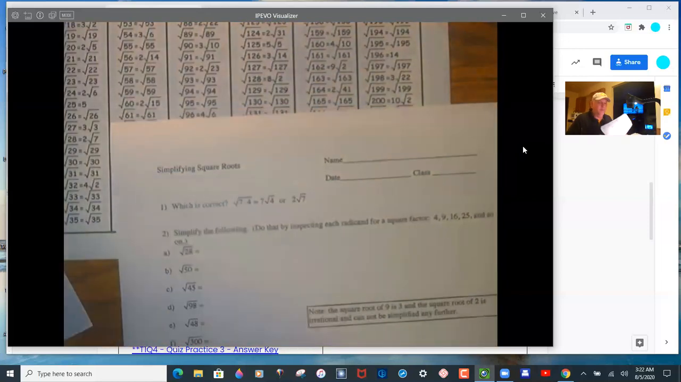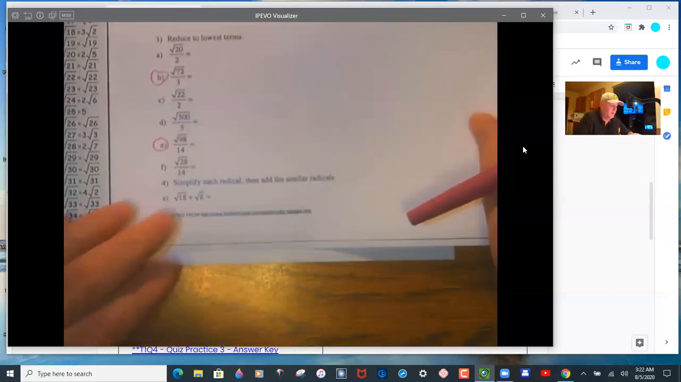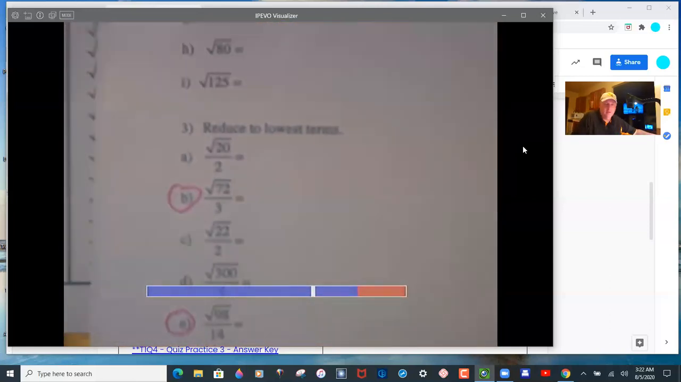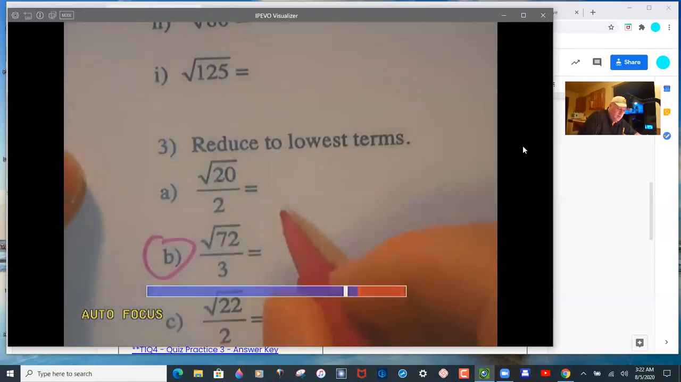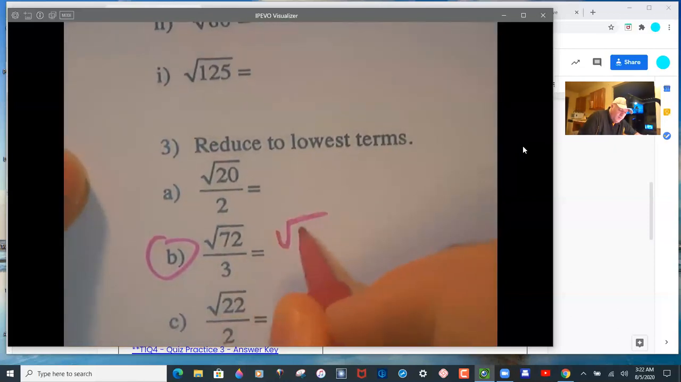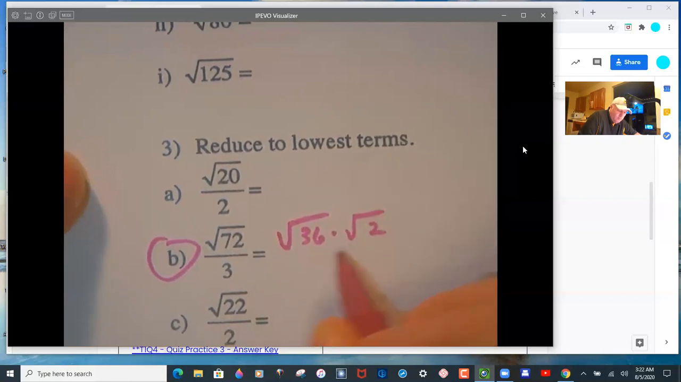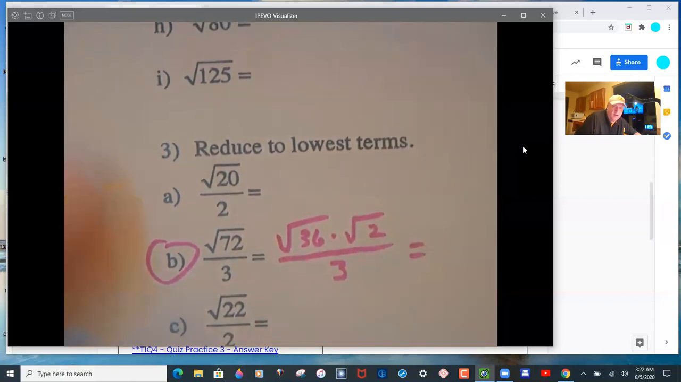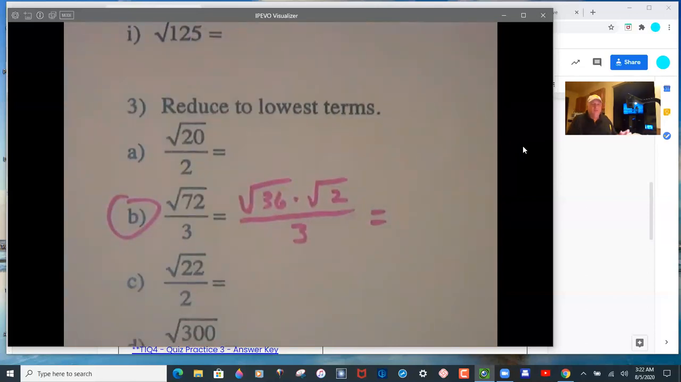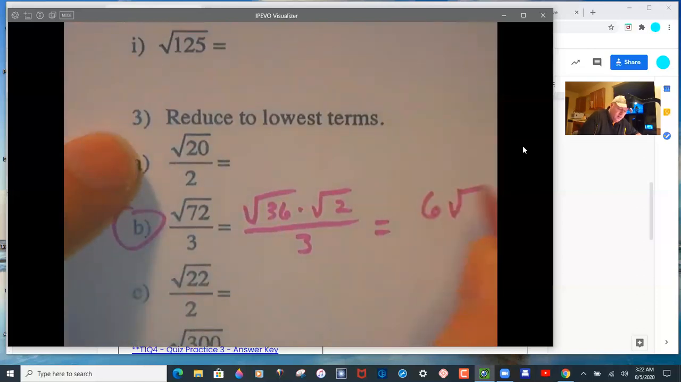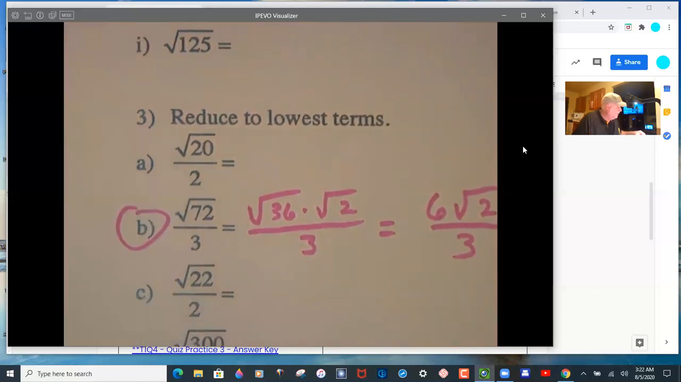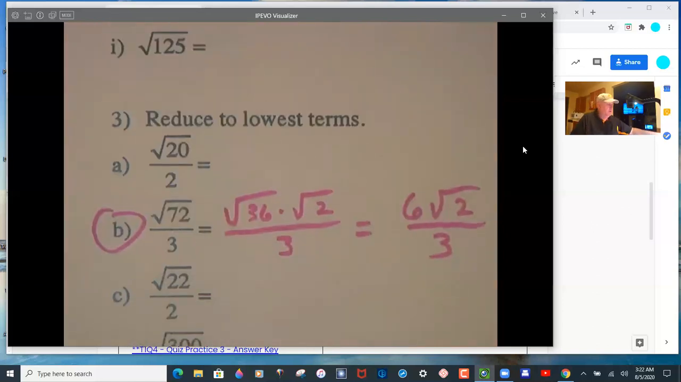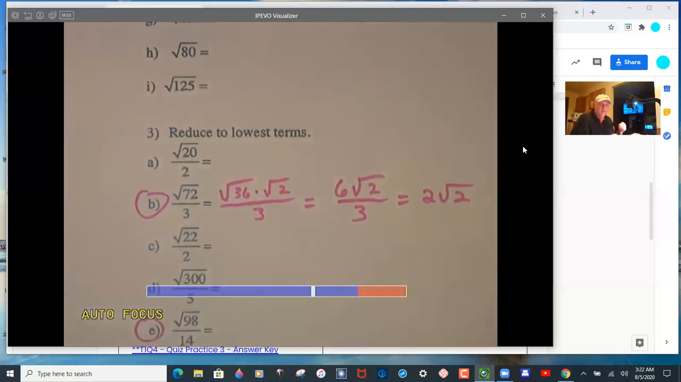Again, there's lots of problems to work through, and I'm just going to jump around here. So 72, the largest perfect square that will go into that is 36. And so you break it apart by just taking that product, 36 times 2. So 6 times the square root of 2 all over 3, and then do any reducing from there that you need to do.